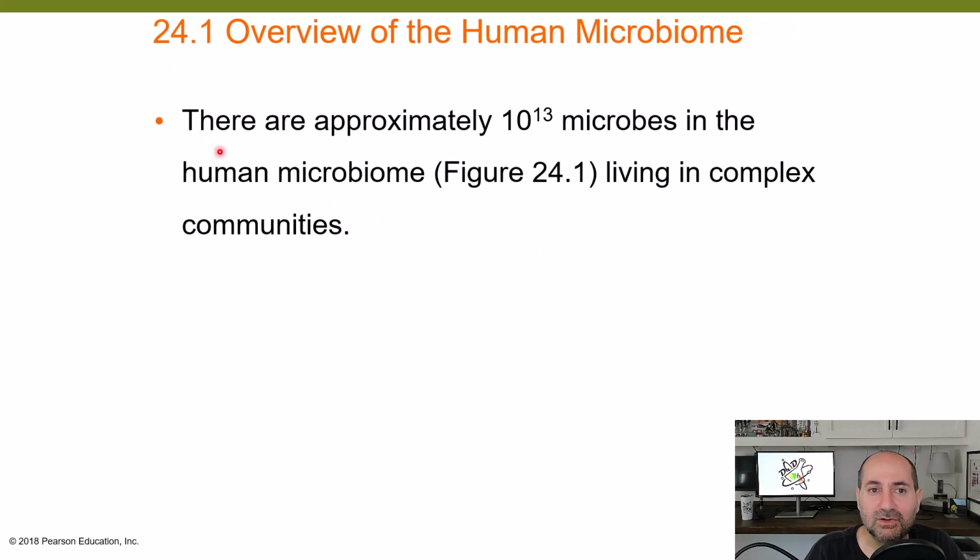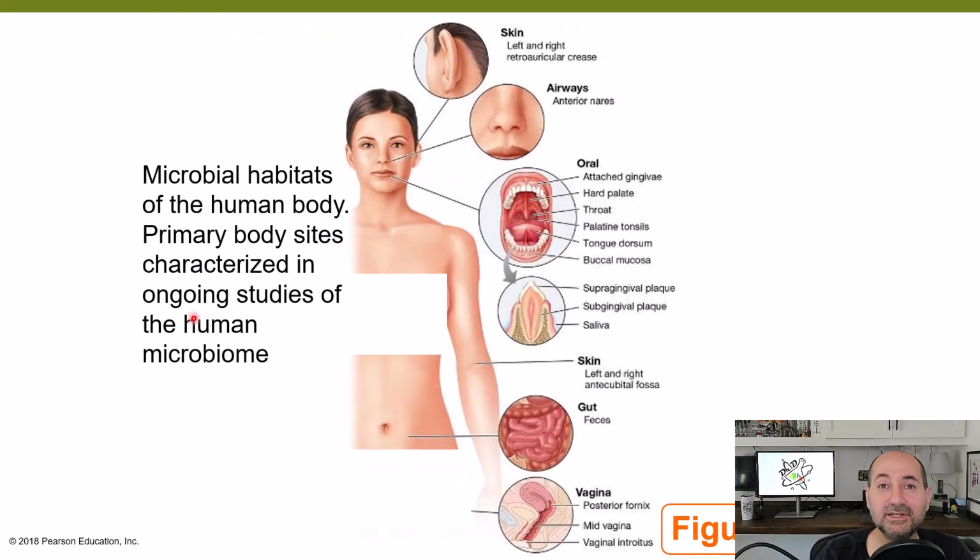Now, here's an overview. There are approximately 10 to the 13 microbes, and if I'm remembering correctly, that's about 10 trillion microbes in the human microbiome. This is a large living complex community consisting of hundreds of different species of bacterium living on your body at any time. Here are just some of the microbial habitats on the human body, which are the site of ongoing studies. The skin, which is rich with different microbiota, the airways, the oral cavity, including the teeth and the gums, the gut, the entire GI tract, as well as the vagina.